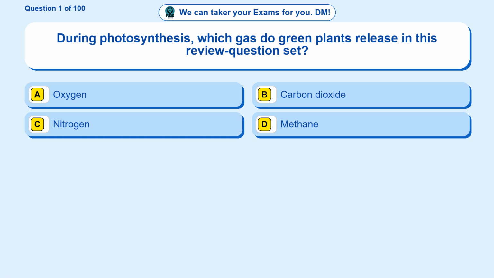Question 1. During photosynthesis, which gas do green plants release in this review question set? Option A, oxygen. Option B, carbon dioxide. Option C, nitrogen. Option D, methane. The correct answer is option A, oxygen.